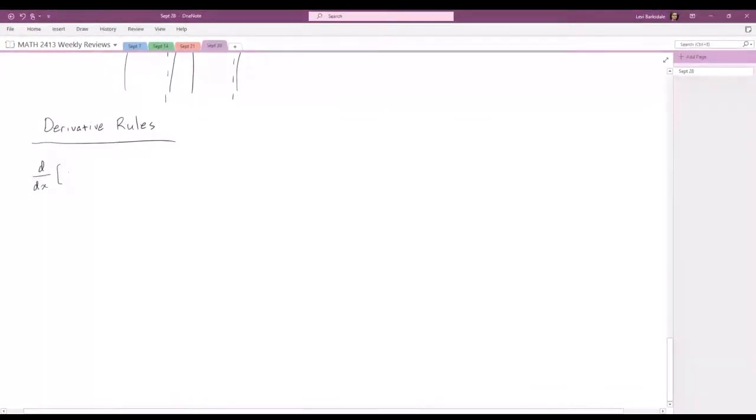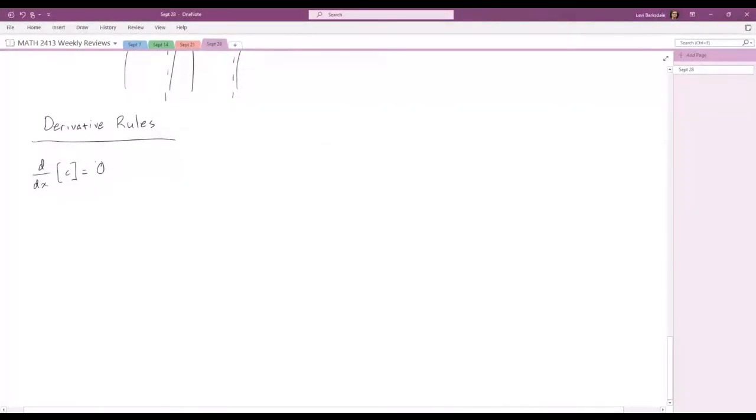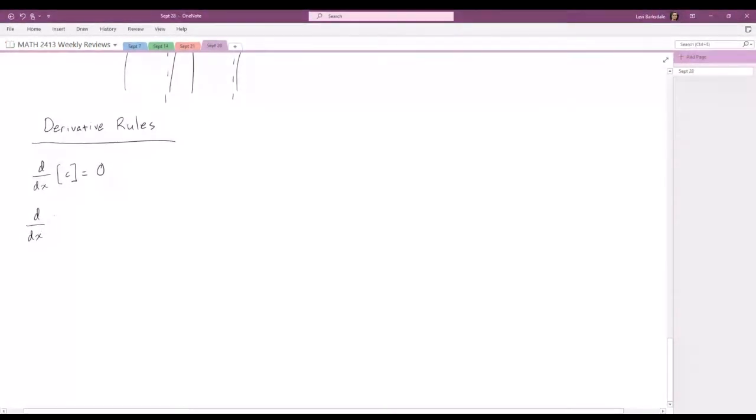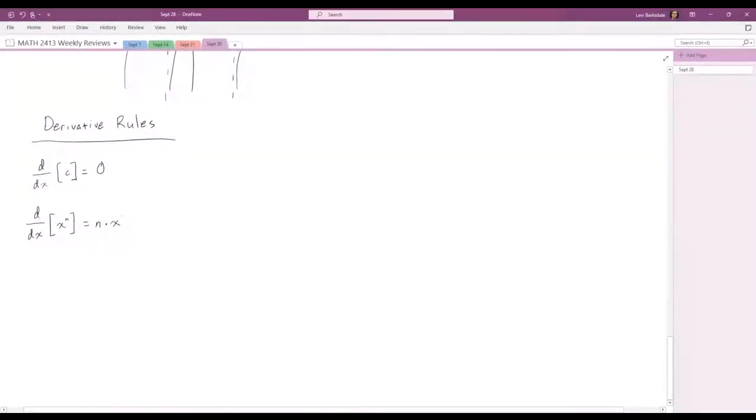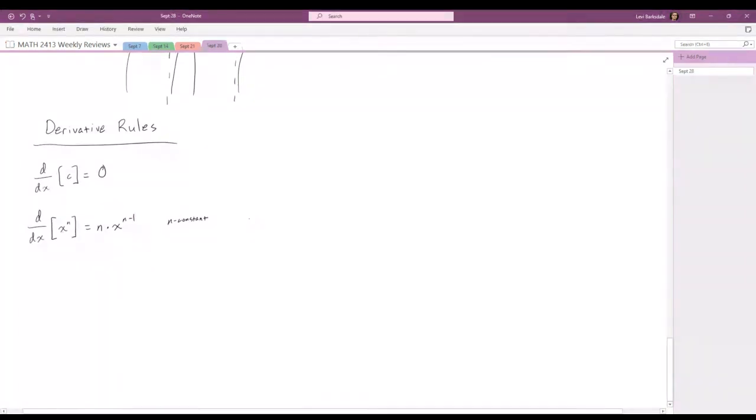First off, the derivative of a constant, well, that is equal to zero. The reason being, if you look at the slope of a constant, that has zero slope, so the derivative should be zero. Next, we have our power rule. So if n is a constant, then we can say the derivative of x to the n is you bring down the power, decrease it by 1. So n times x to the n minus 1. A quick example would be like x to the 7th. The derivative is 7x to the 6th.